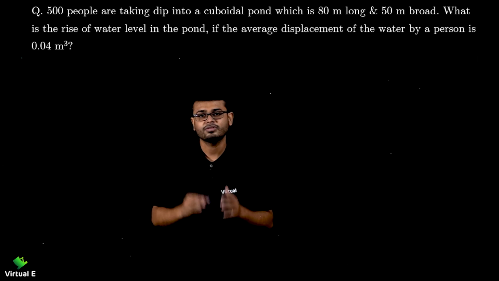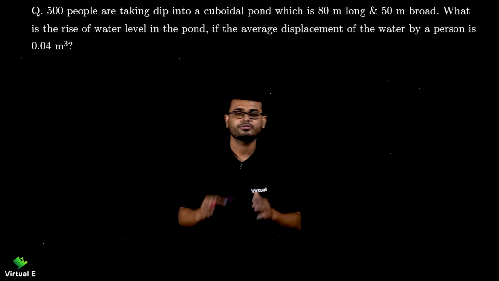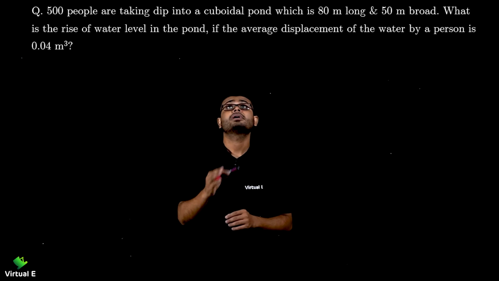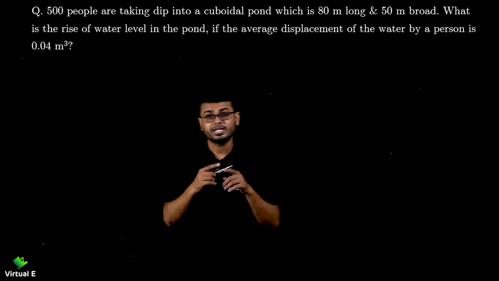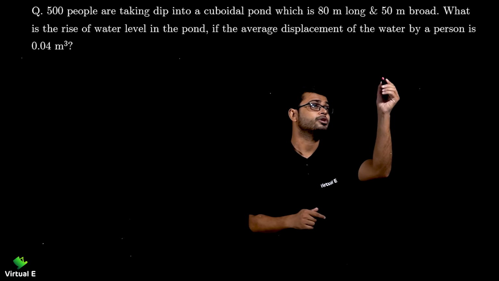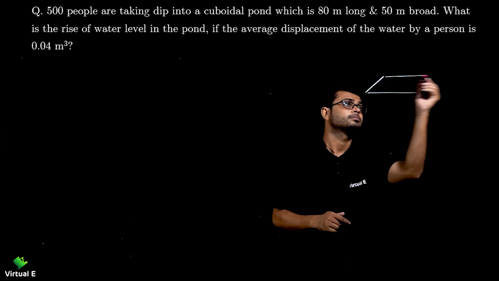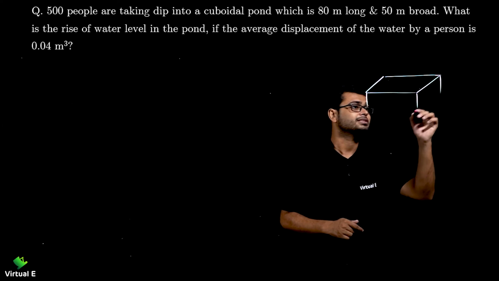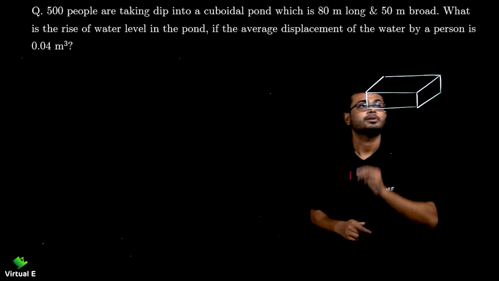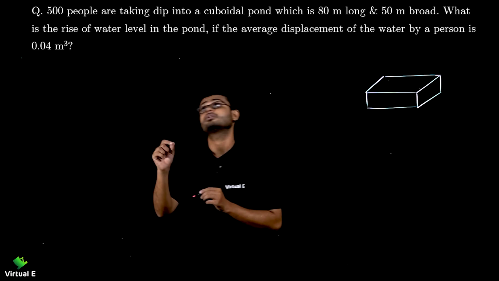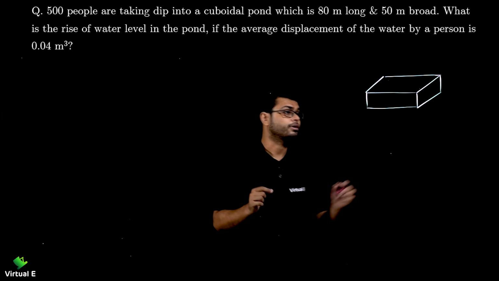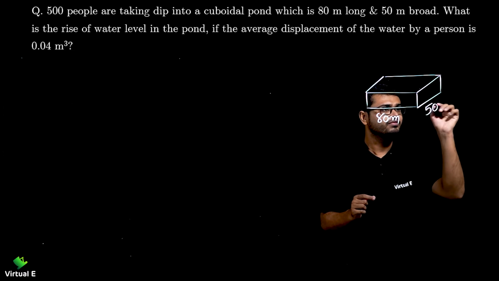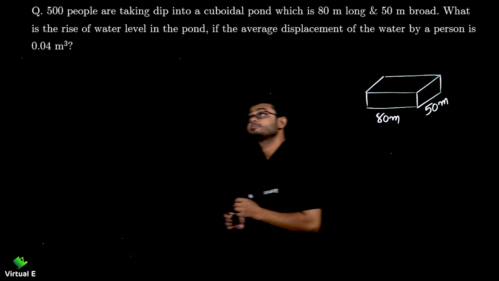Let's do the last question for the volume conversion. Then we are going to wind up the topic and move to the next one. There are 500 people taking a dip into a cuboidal pond. So there is one pond, cuboidal in shape, and let's say this is the pond. Cuboidal pond, 80 meter long and 50 meter broad.